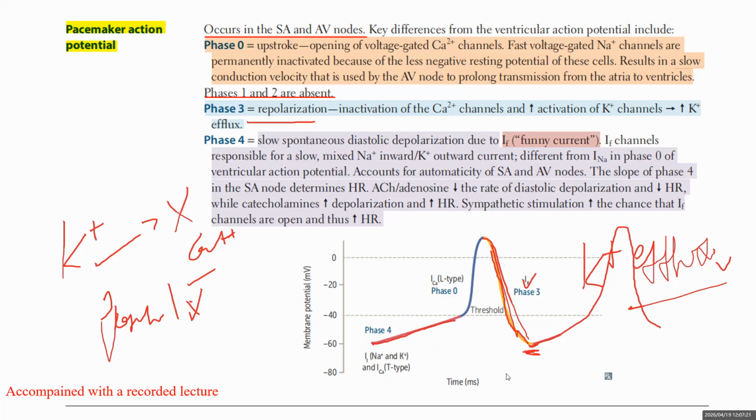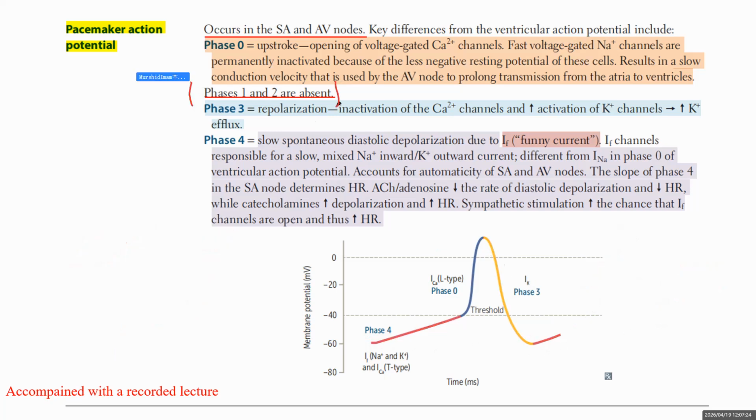Now this is one of the most common questions to be asked: why are phase 1 and phase 2 absent? These two phases are absent because there is no sharp initial repolarization like the phase 1 in the ventricular myocytes, and there is no plateau formation, right? Because of all that, the pacemaker cells are naturally designed for rhythmic generation, and they are not waiting for any stimulus to work. The behavior is different from all of that.